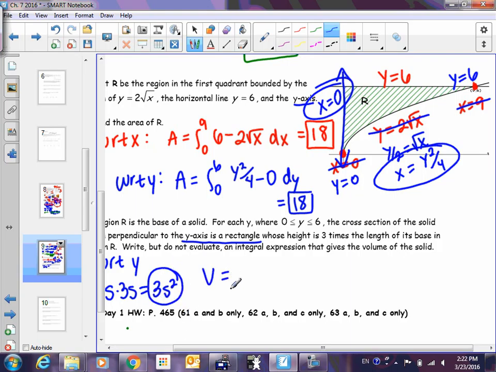So to do the volume, the 3 I can definitely move out. And I'm going to use 0 to 6 because those are my y boundaries. And then this whole y squared over 4 minus 0, that needs to be squared. And again, you don't have to have the minus 0. I'm putting that in just to clearly show what the left function is. And the directions say you don't have to input this, so that's actually it.